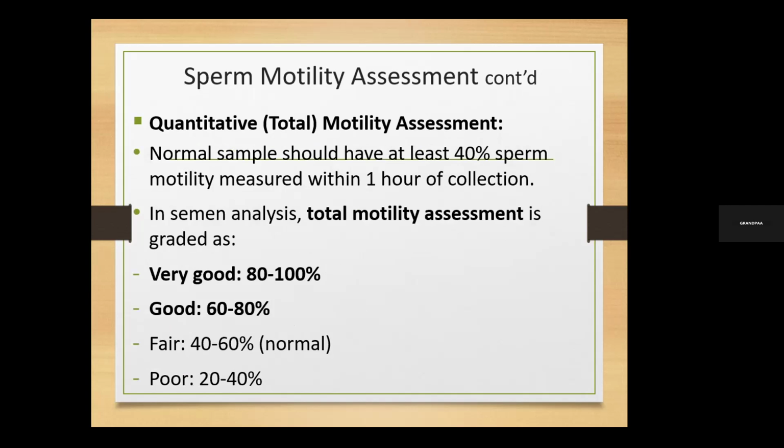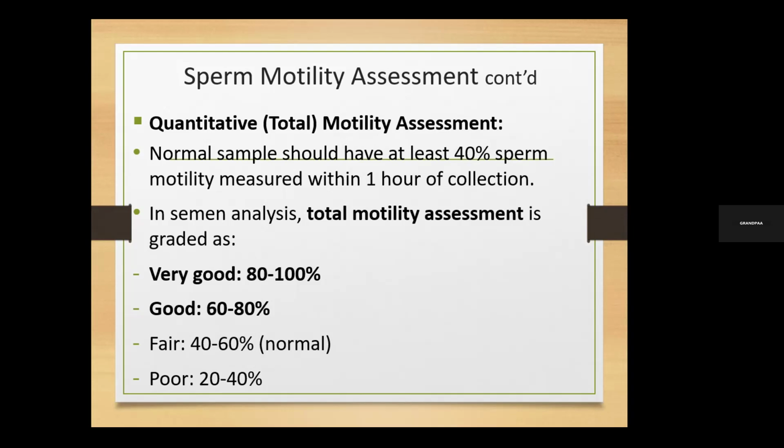Now, in actual fact, normal sperm should have at least 40% of sperms moving within 1 hour. But within 1 hour, if you have a very good specimen, you can have almost all of them moving, from 80 to 100%, and that's very good motility. You can also have 60 to 80% of them moving, and here you're talking about movement of any kind. It's also good.